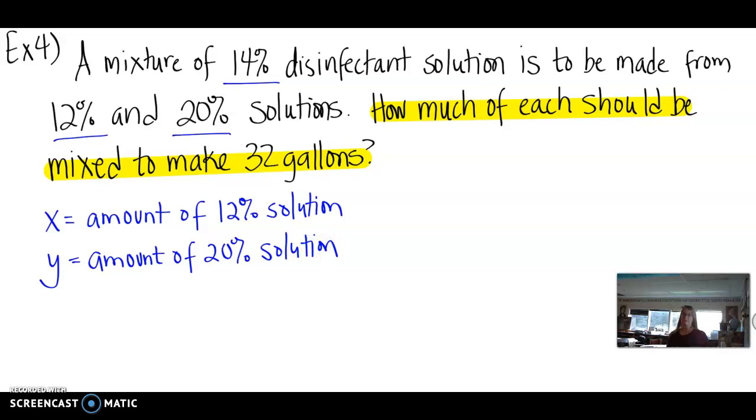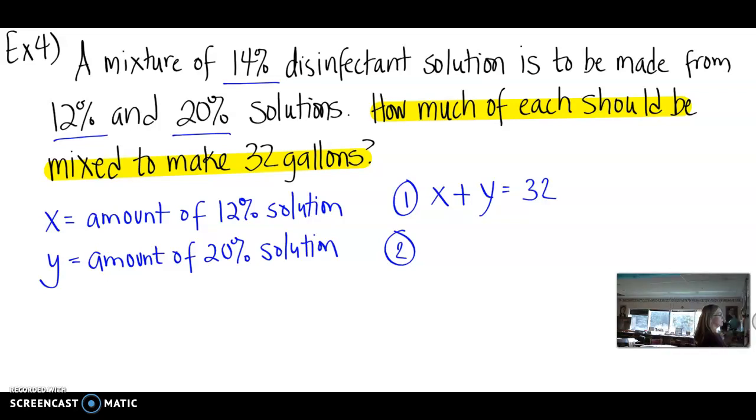Okay, and now our goal is to make a solution that's 32 gallons at 14%. So first of all, we want 32 gallons. So the amount of solution that we pour in that's 12% plus the amount that we pour in that's 20% has to total that 32. That's one of our equations. X, the amount of the 12% solution, plus Y, the amount of 20% solution, has to total 32 gallons. Then the other one is going to have to do with making the percentage equal to 14%. That 32 gallons has to be 14% disinfectant solution.